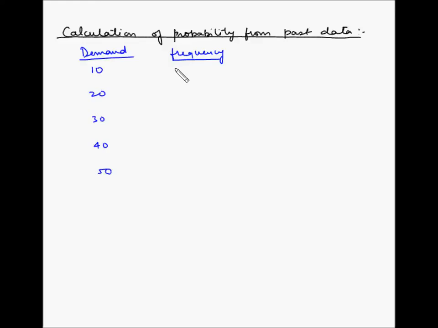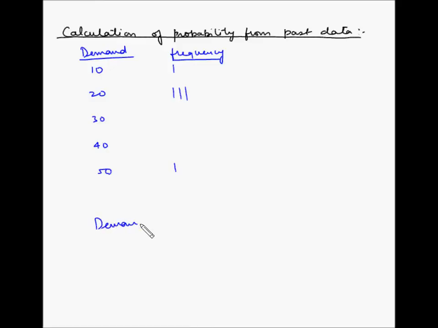So let's say the first demand was for size 20, so you'll put 1 here. Then the next is for 10, so 1 here. The next again is for 20, so 1 again. Next for 50, so 1 here. Next for 20 again, so again 1 here. So what this means is that 3 times the customers have ordered a lot size of 20. So let's say after plotting this frequency, you got data which looks something like this.